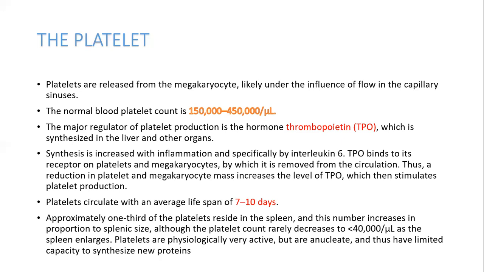Approximately 1/3 of the platelets reside in the spleen, and this number increases in proportion to splenic size. Although the platelet count rarely decreases to less than 40,000 per microliter as the spleen enlarges. Platelets are physiologically very active, but are anucleate and thus have limited capacity to synthesize more proteins. Okay, shall we move on to the next slide?